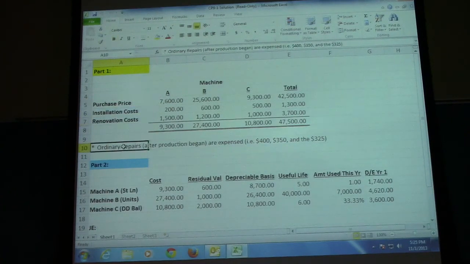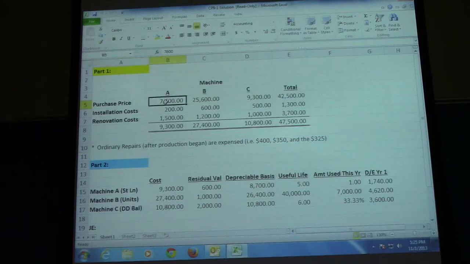These ordinary repairs, the repairs after production began, don't extend the life or the usefulness or the capacity of the asset. Therefore, we don't capitalize them, because there are not multiple periods over which we need to recognize the benefit. These are just period expenses. These are expenses that we incur in that period to keep the asset going, but they don't extend the usefulness or the life of the asset, right?